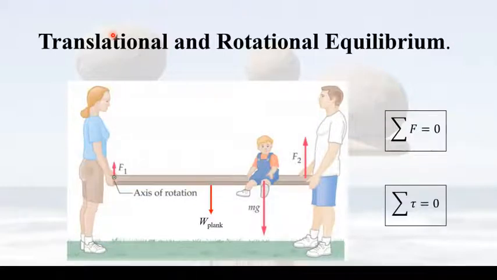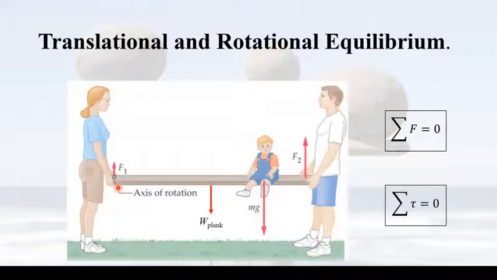So when you push it towards the direction of F2, you will see that the pen actually rotates in the anti-clockwise direction. So in this case, we have an anti-clockwise torque caused by the force. All this torque, the torque caused by F2, mg, and W plank, they cancel out each other. Therefore, the total torque is equal to 0.